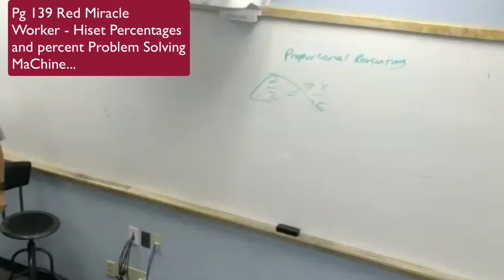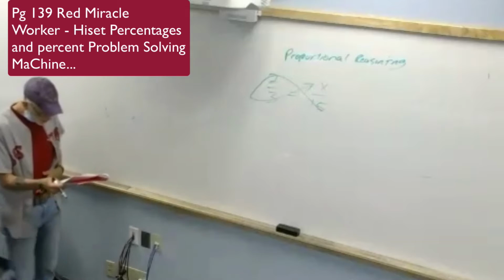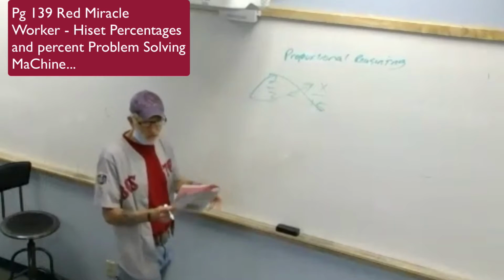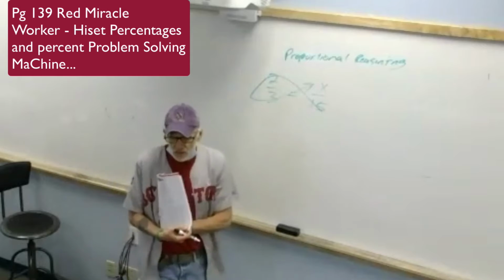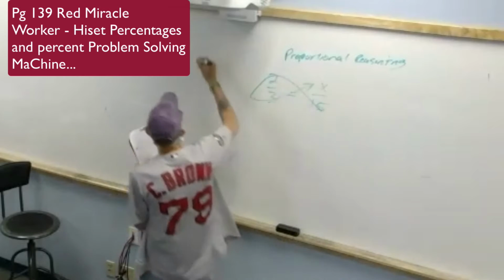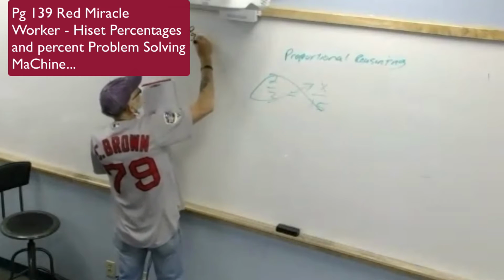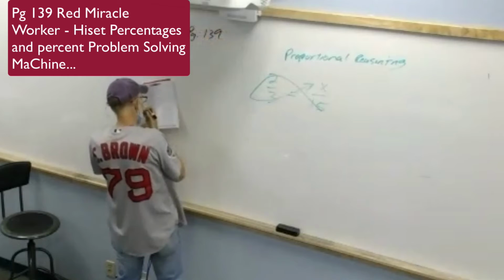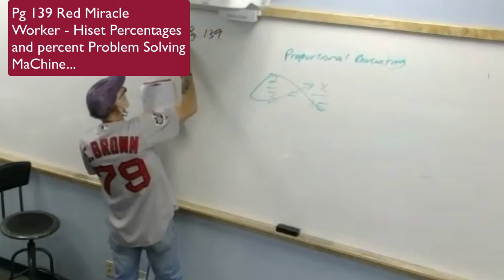Okay, so let's go ahead and go to page 139. We just talked about proportional reasoning, right? So I'm going to go to page 139 in the red book. And again, you're going to have all the answers in that book, okay? So we're in the red book on page 139, in the red miracle worker book, and we're doing number 24, okay?